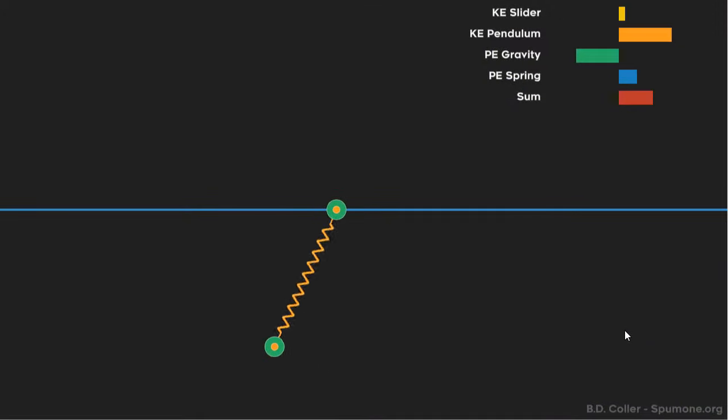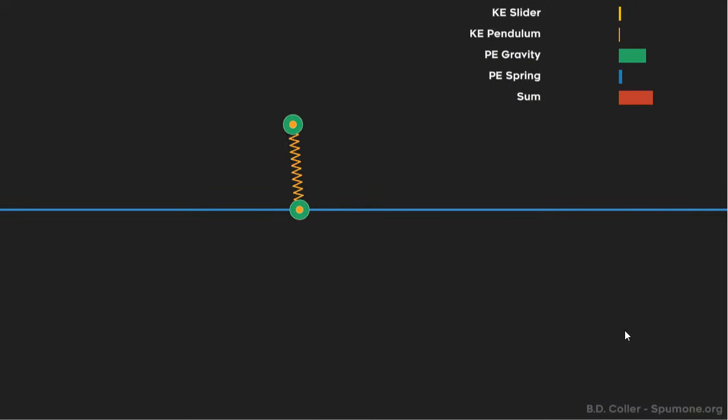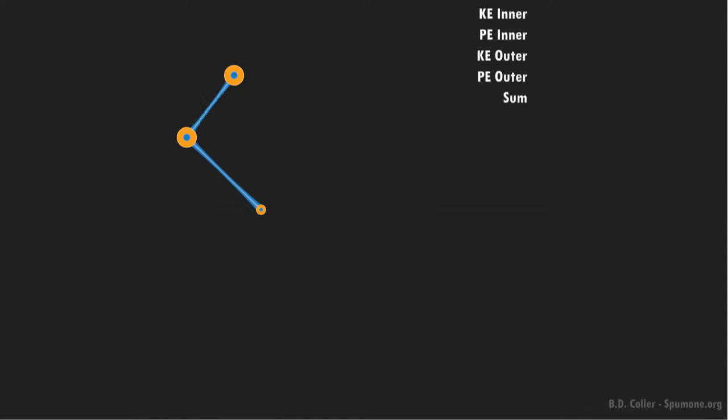So that ends our video on the sliding, springing, swinging pendulum contraption. The next video will be on the amazing double pendulum.